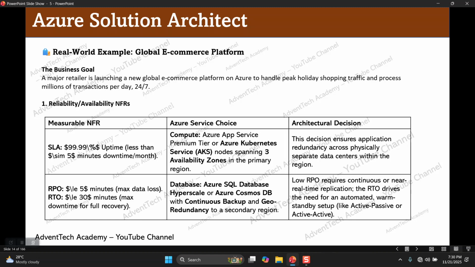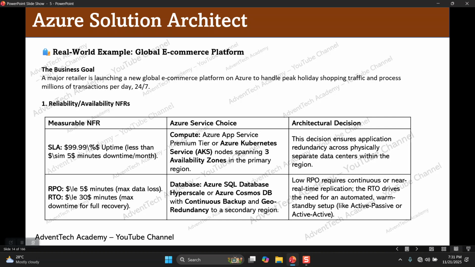So if you look at reliability and availability NFRs, the measurable NFR is the SLA. Ignore the dollar symbol here. So the SLA is 99.99 percent uptime, which means less than 5 minutes of downtime. So our choices: we can go for Azure App Service Premium tier or we can go for Azure Kubernetes Service with nodes spanning 3 availability zones in a primary region. So the architectural decision: this ensures application redundancy across physically separated data centers within the region.